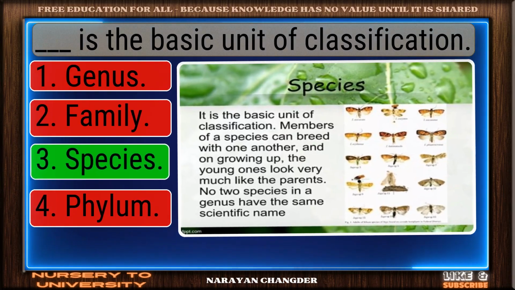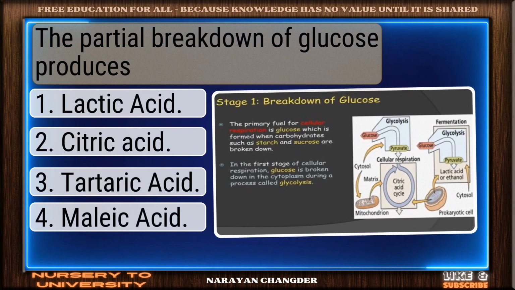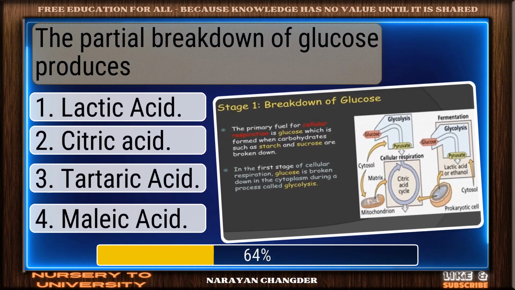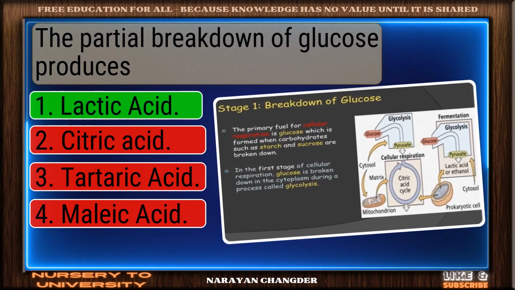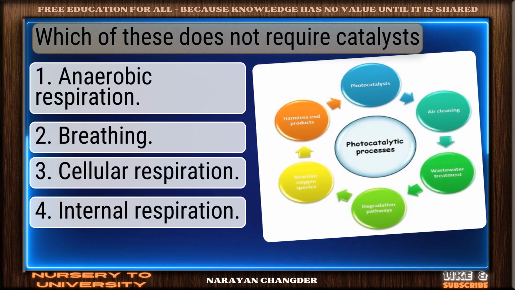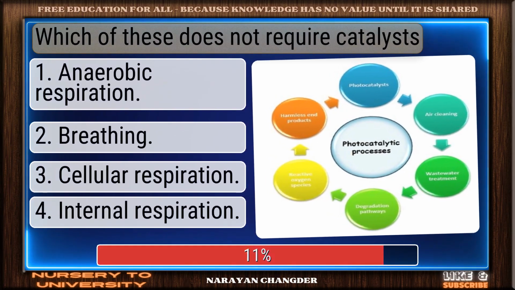Correct. Species is the right answer. Question number 101. The partial breakdown of glucose produces? Well picked. Lactic acid is the correct answer. Question number 102. Which of these does not require catalysts?